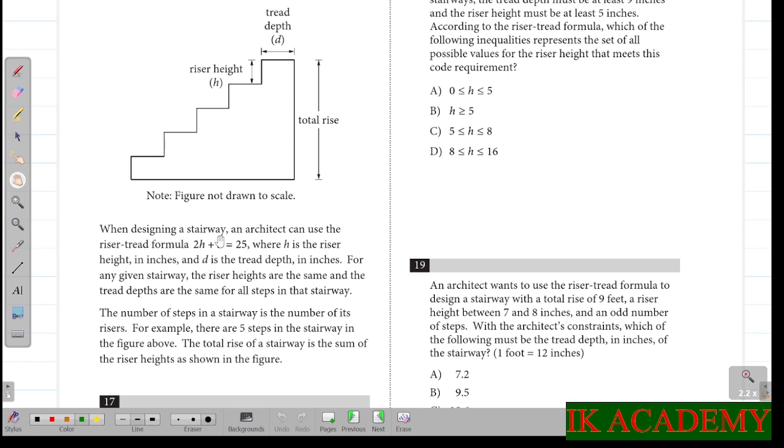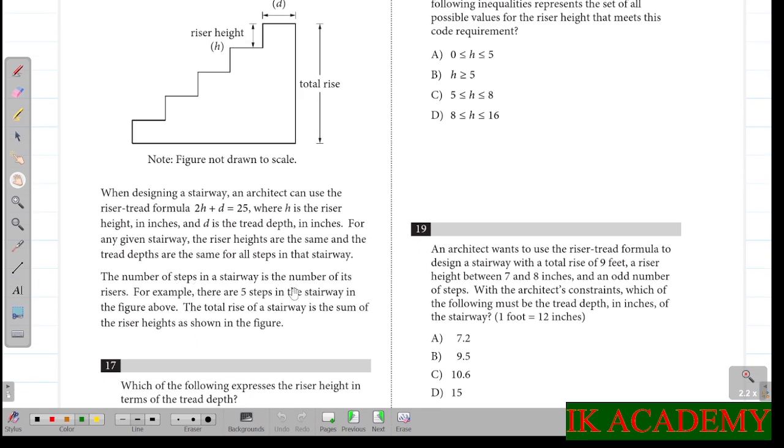When designing a stairway, an architect can use the riser-tread formula, which is 2h plus d is equal to 25, where h is the riser height in inches and d is the tread depth in inches. For any given stairway, the riser heights are the same and the tread depths are the same for all steps in the stairway. The number of steps in the stairway is the number of its risers. For example, there are 5 steps in the stairway in the figure above. The total rise of the stairway is the sum of the riser heights as shown in the figure.